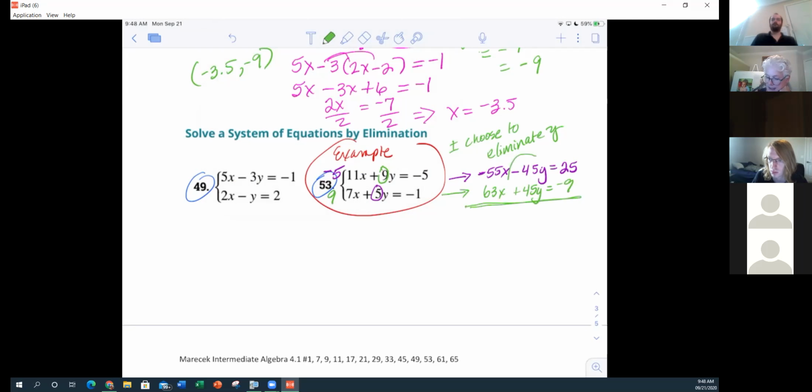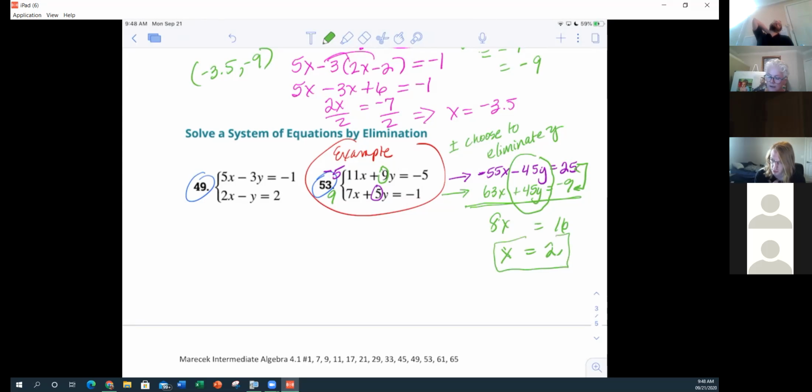And see how nice this is, because now when you add these together, the negative 45y and the positive 45y will cancel out. So I have negative 55x plus 63x, which is 8x, and 25 minus 9 equals 16. I get x equals 2.